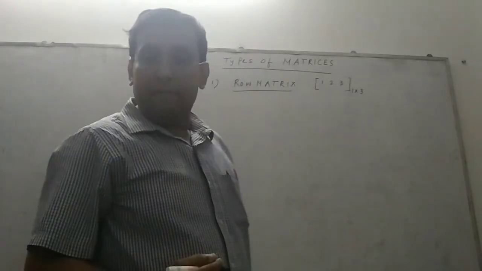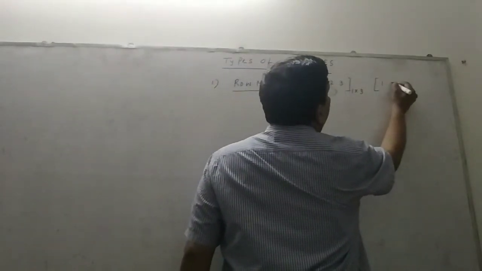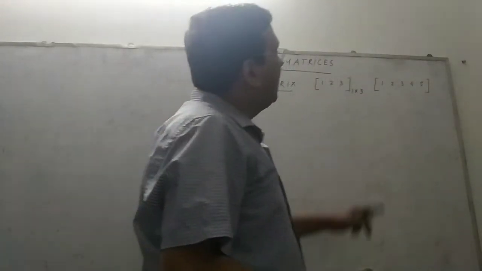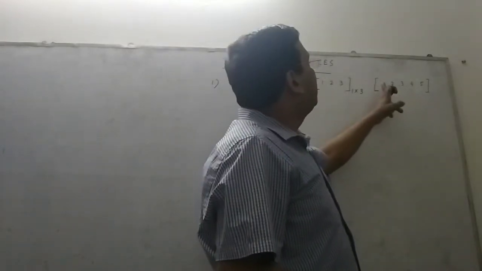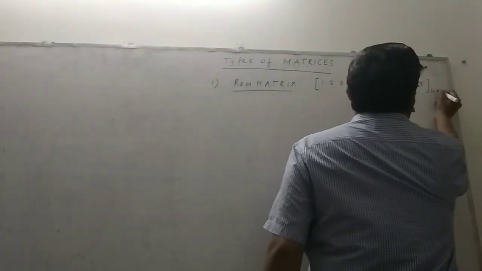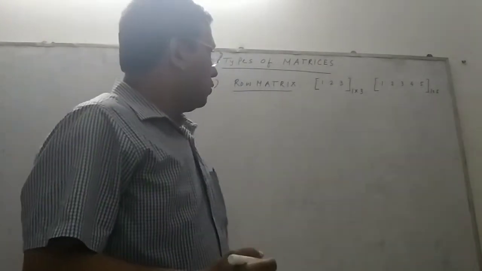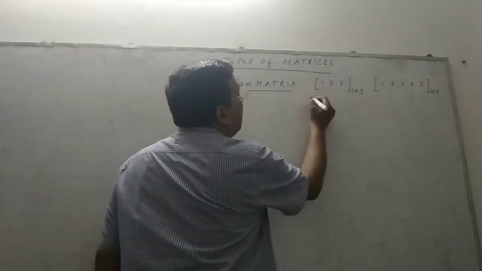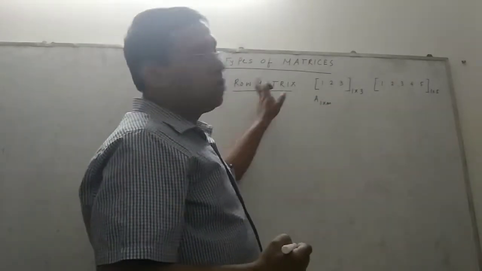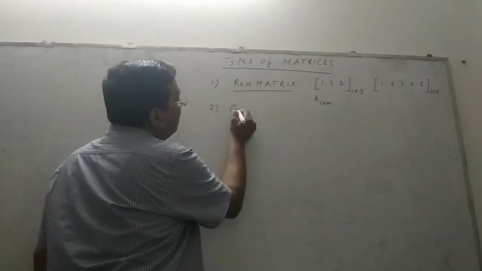Similarly, we can say that 1, 2, 3, 4, 5 is also a row matrix. And here the row is 1 and the column is what? 1, 2, 3, 4, 5. So the order of this matrix is 1 into 5. So if a matrix is of the order 1 by m, this matrix is called a row matrix. Understood? Next is column matrix.